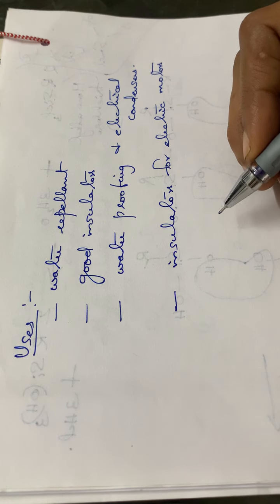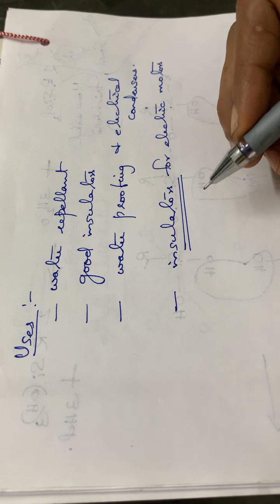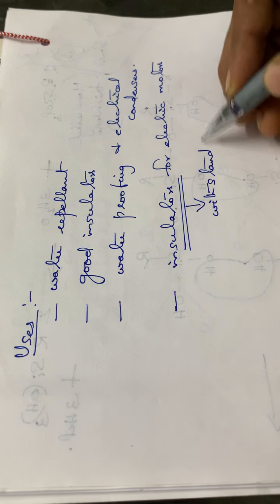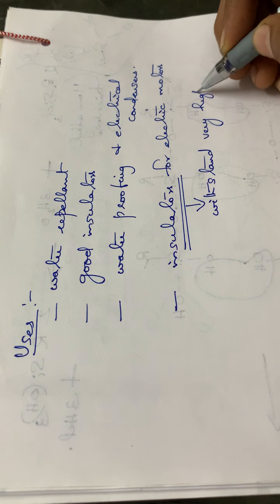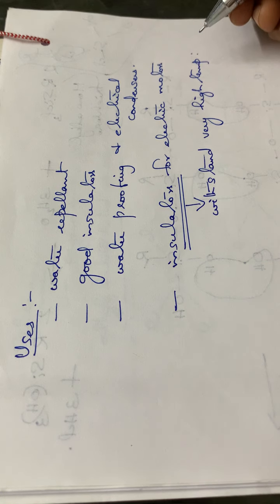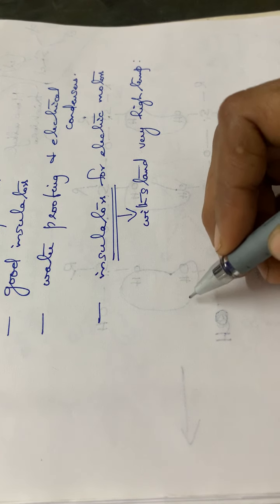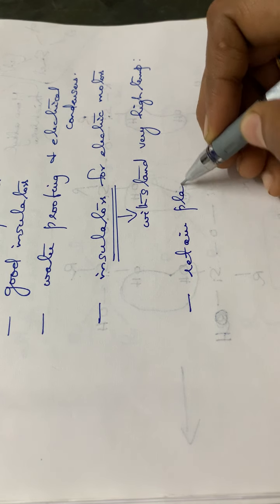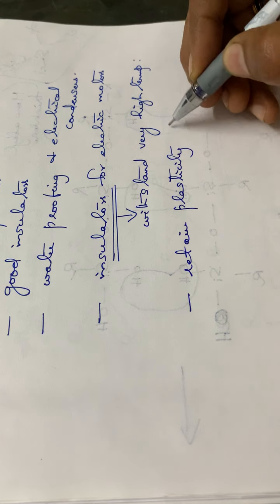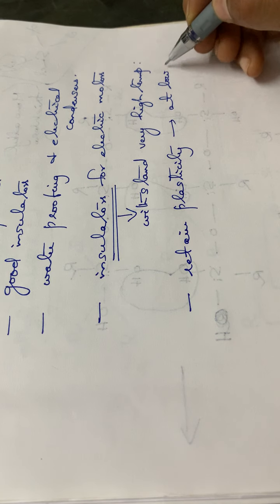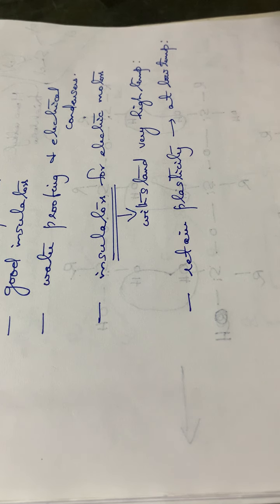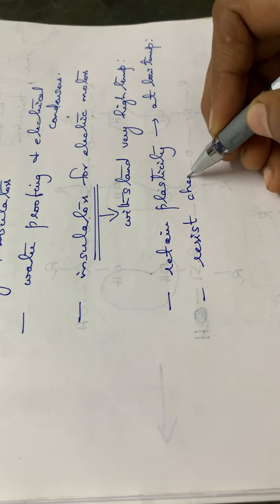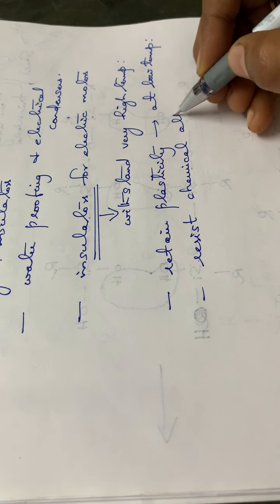Why they are used as insulators: they can withstand very high temperature. That is why they are used as insulators in electric motors. Then the next point is that they can retain plasticity even at low temperatures, and also they can resist chemical attack.